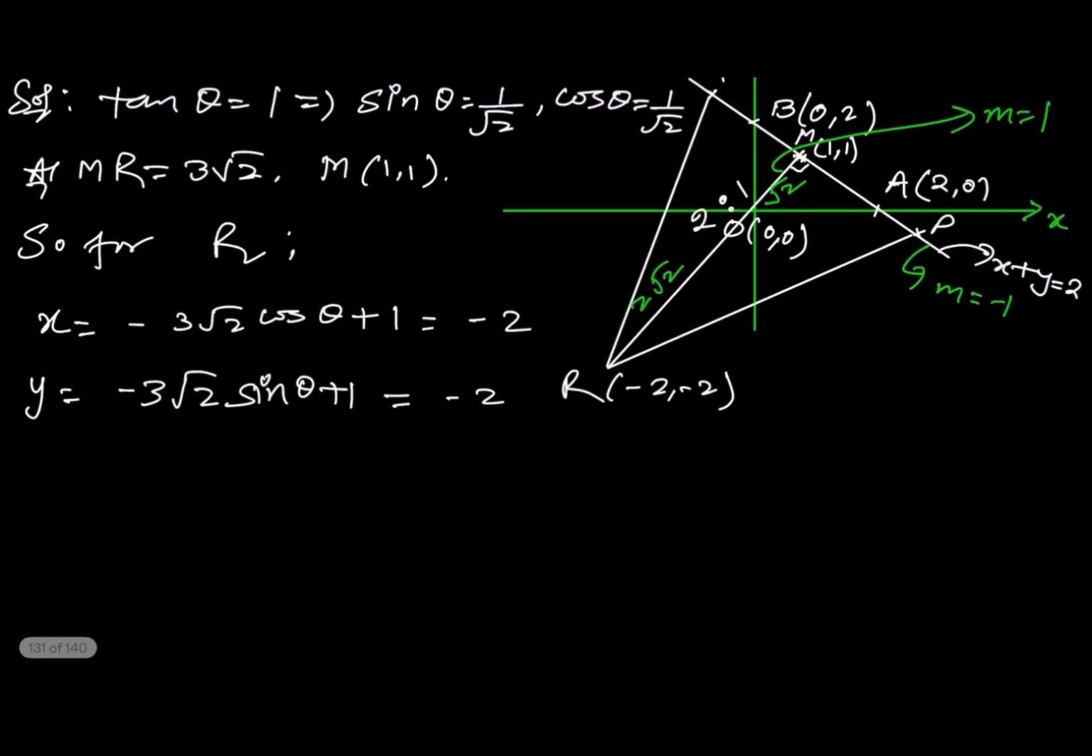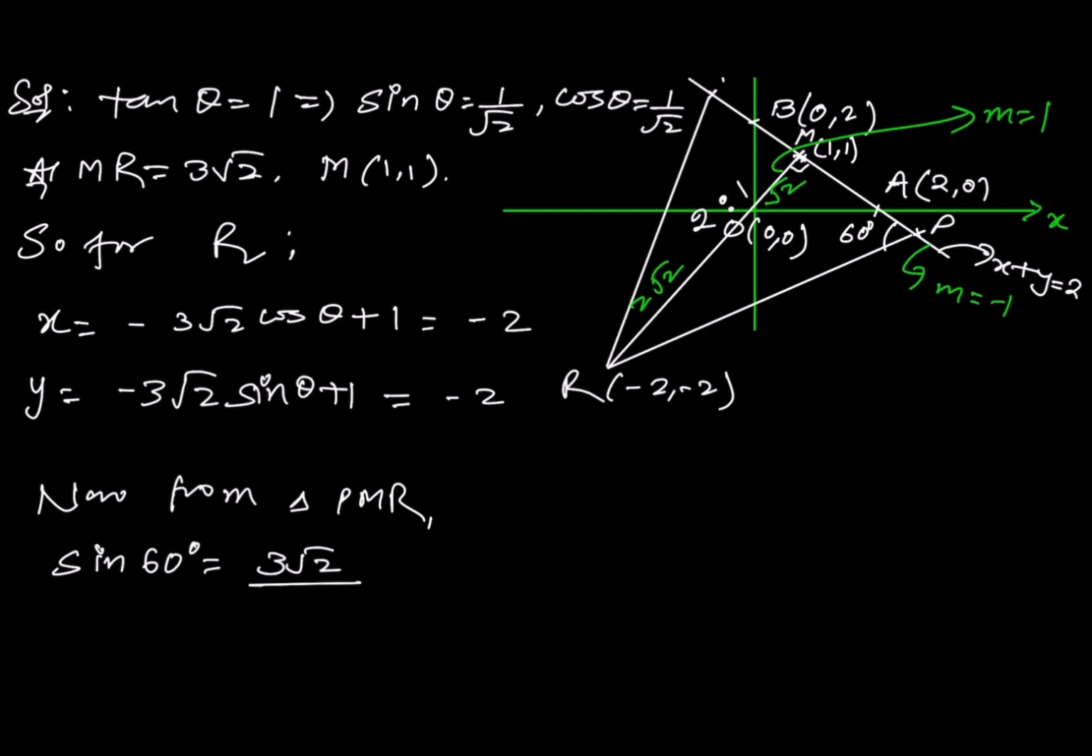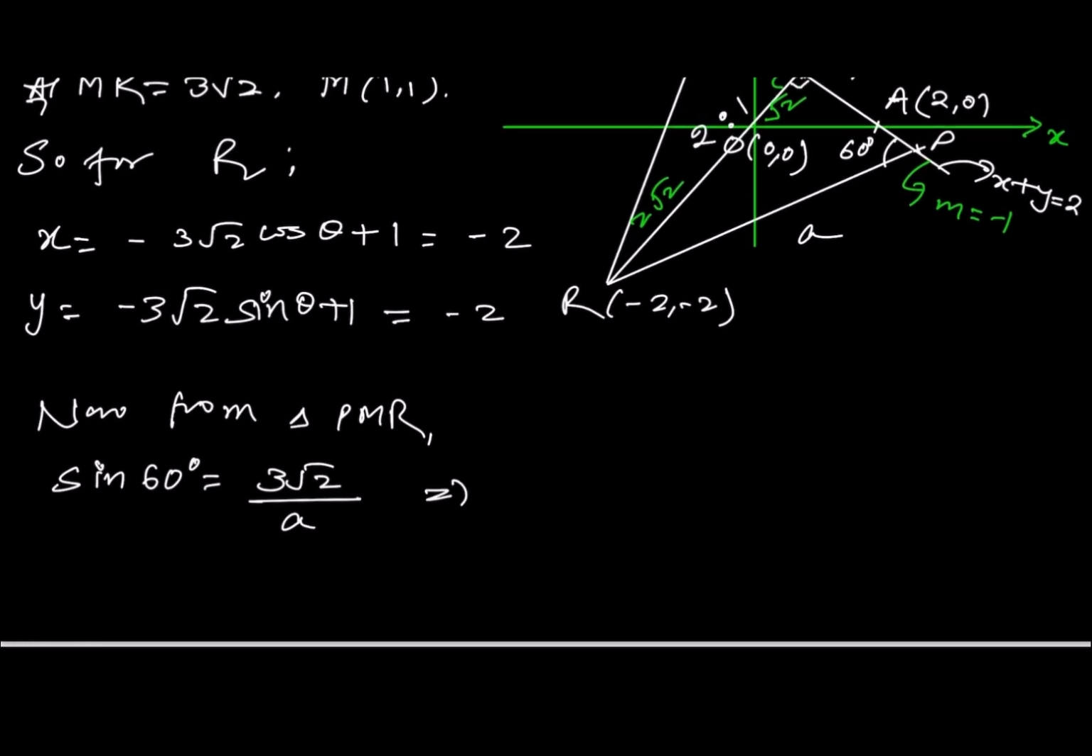Now let's take triangle PMR. Now from triangle PMR, sin 60 is the perpendicular upon the hypotenuse, that is 3 root 2 upon, say, A. Let's say PR is A. So root 3 by 2 is equal to 3 root 2 by A, or I can write A is equal to 2 root 6.